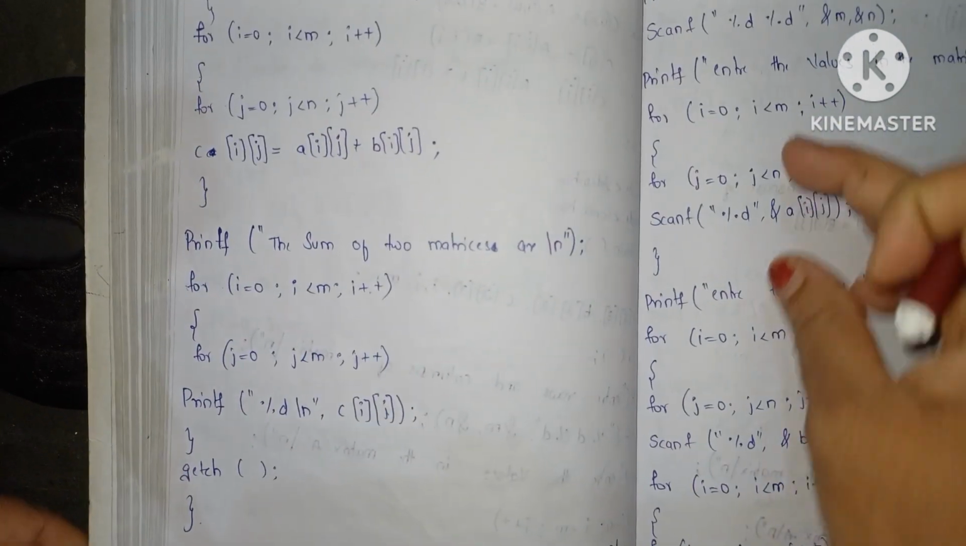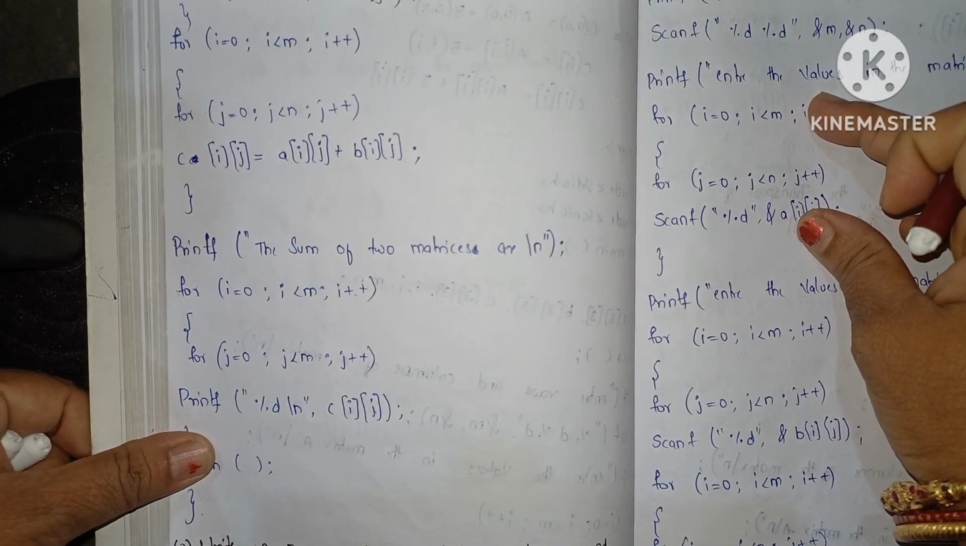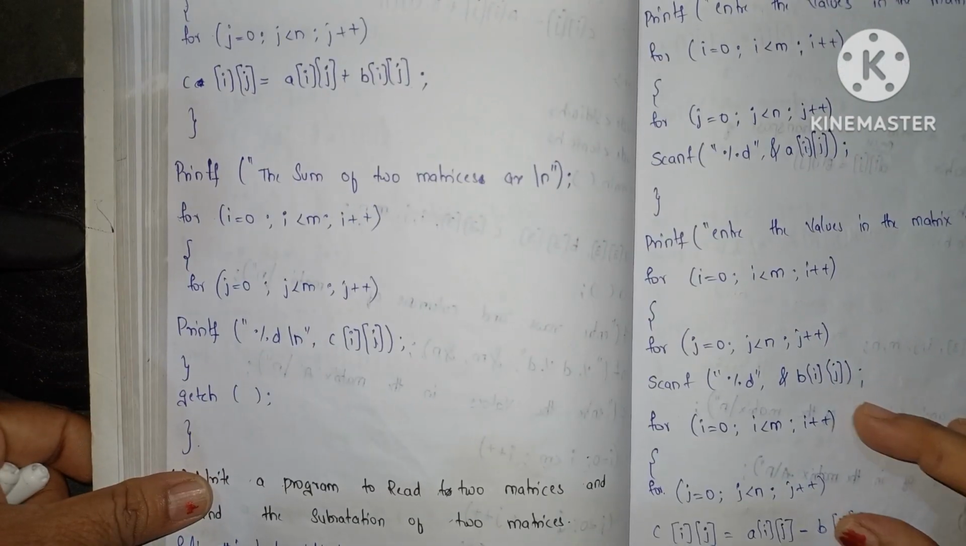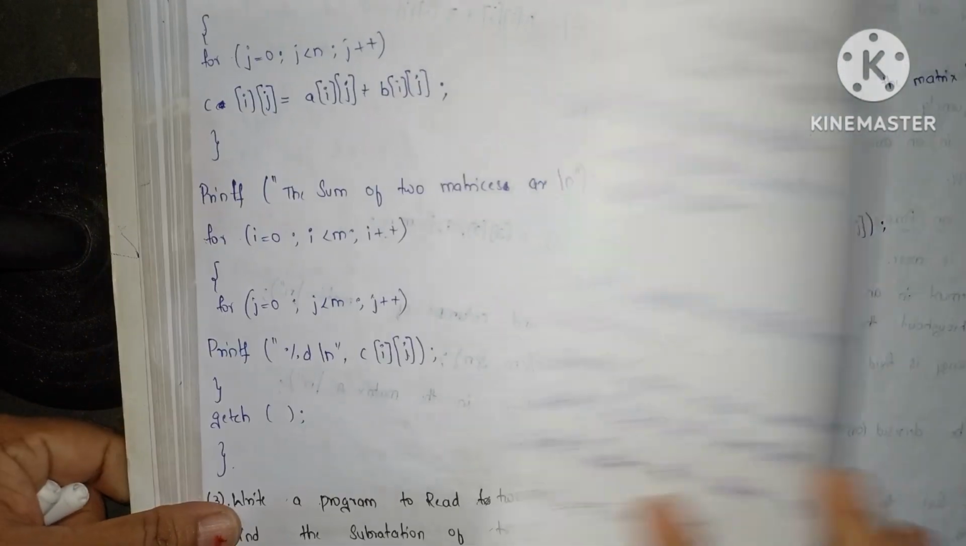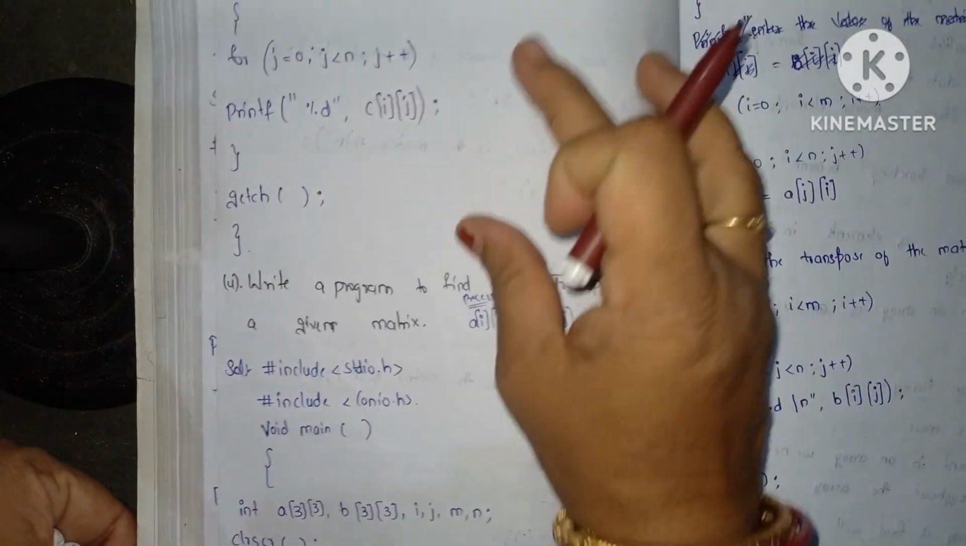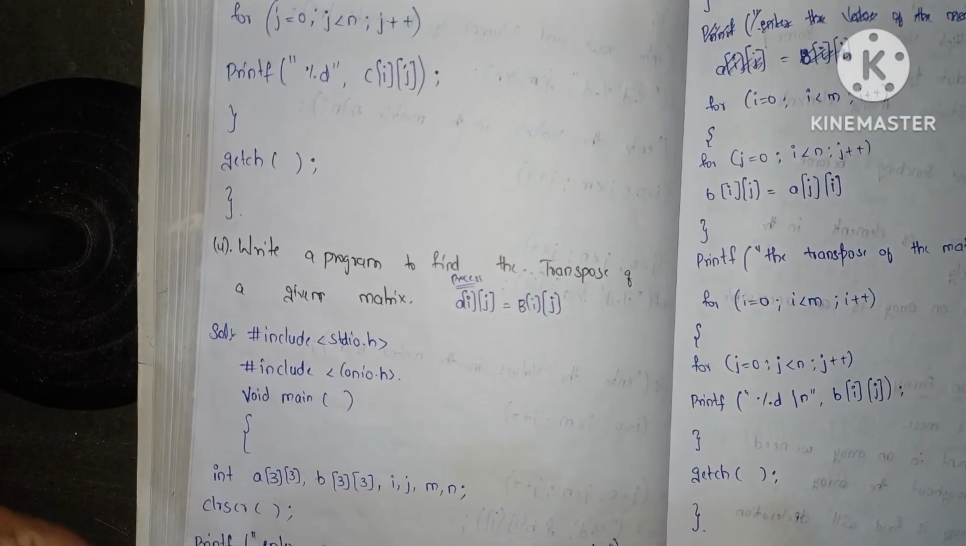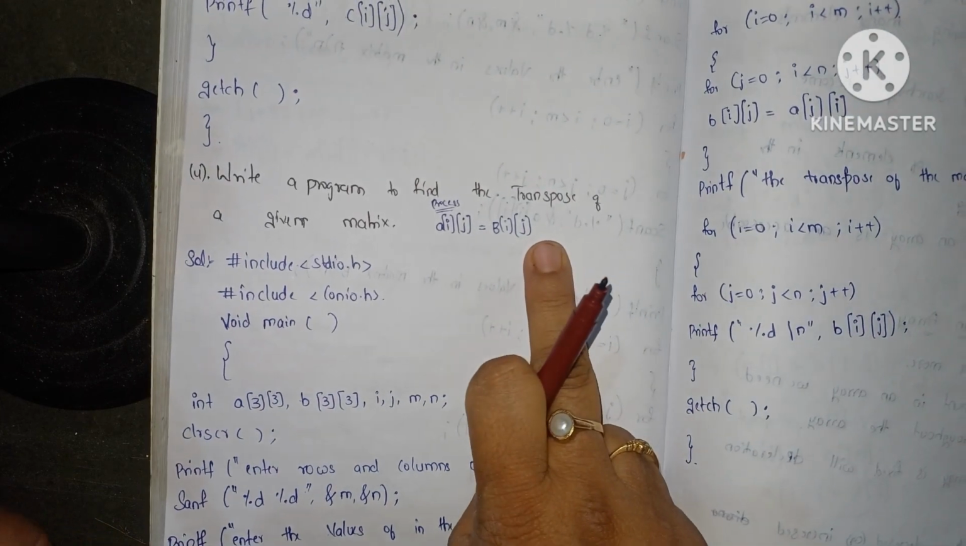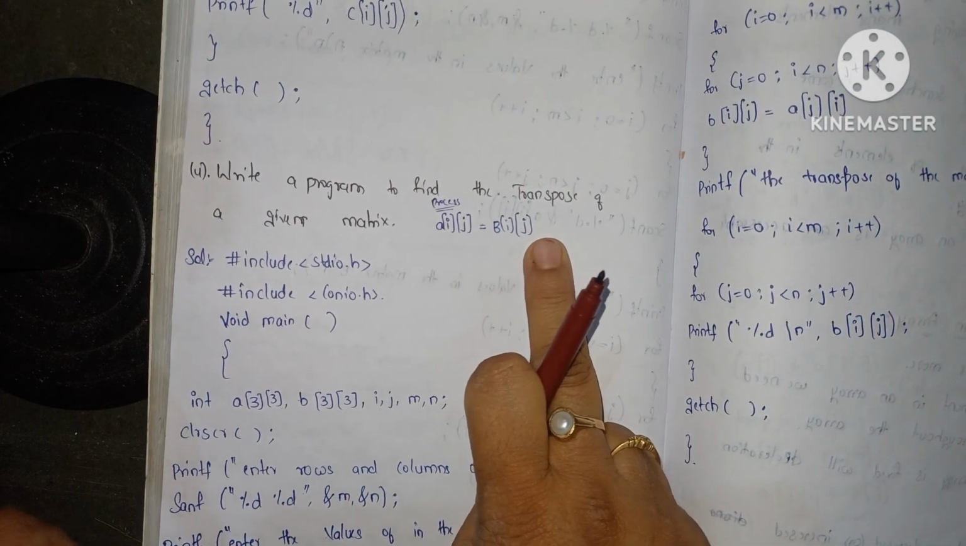Same thing. One input program we need: input for A matrix, input for B matrix. Then this is the process and this is the output. So this is the sum of two matrices. Okay. Next very important concept is: write a program to find the transpose of a given matrix.